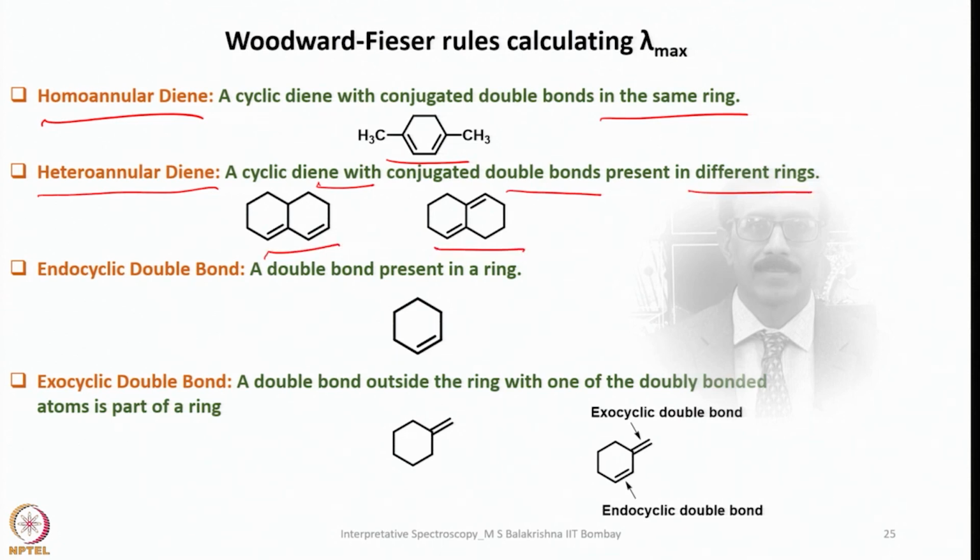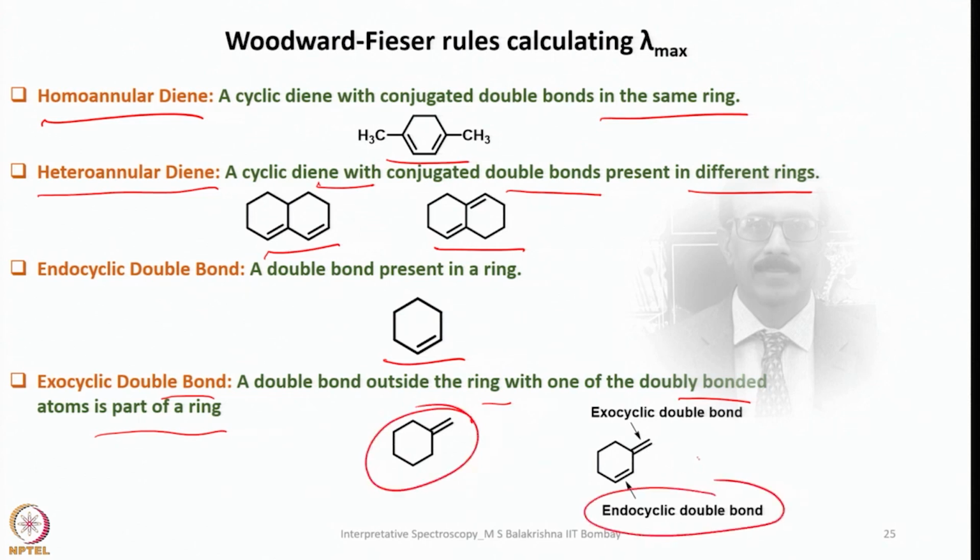So heteroannular diene is one in which we have a typical cyclic diene with two conjugated double bonds present in different rings. And endocyclic double bond, a double bond present in a ring, is called endocyclic double bond. Exocyclic double bond, a double bond outside the ring with one of the doubly bonded atoms being a part of a ring. So this is something like this. And here we have both endocyclic double bond and exocyclic double bond. This is a typical example where you have both. So this is how some of these unsaturated compounds are defined with terms homoannular diene, heteroannular diene, endocyclic double bond and exocyclic double bond, with an example in each case given here.